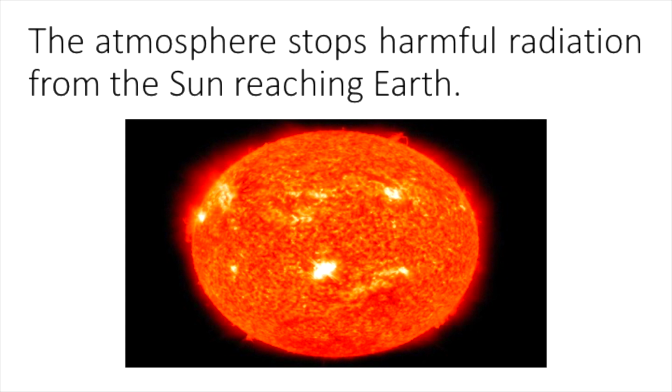Does anybody know what this is in the picture? The sun. Is the sun hot or cold? Hot. Very hot. The sun is the hottest thing in the universe. And the thing that stops the rays from the sun getting too hot and burning us is the atmosphere. The atmosphere protects us from the sun.